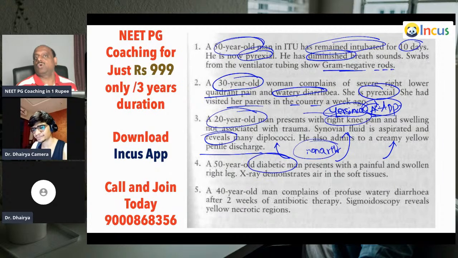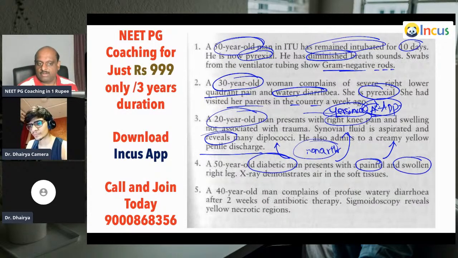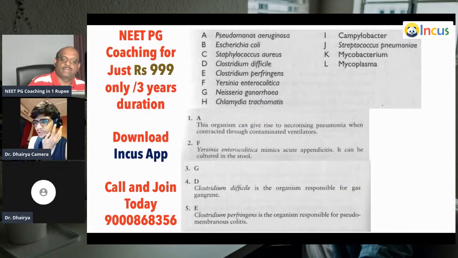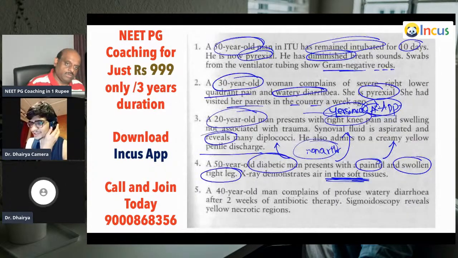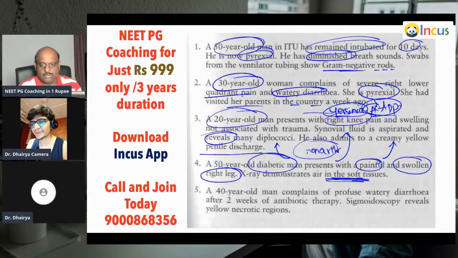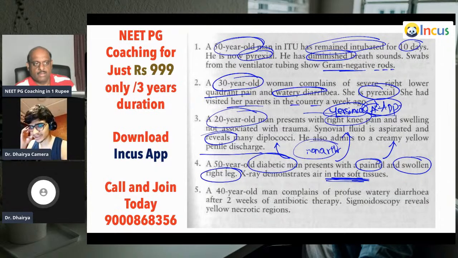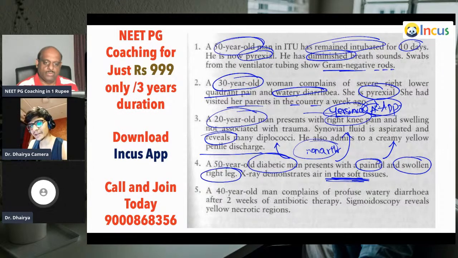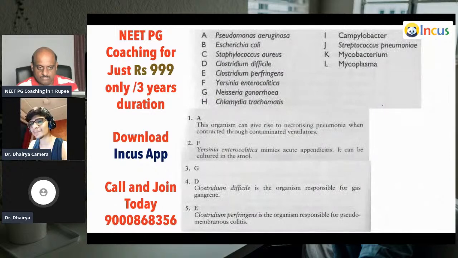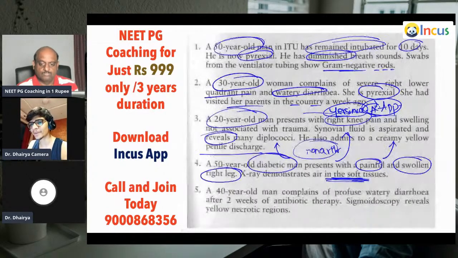Now, 50-year-old diabetic man, painful, swollen right leg, X-ray showing air in the soft tissue. So this patient has an infection of the soft tissues, along with that he is having production of gas. This is a clostridial infection in a diabetic patient. This patient might require emergency surgery, might require amputation to prevent further spread of the infection, and requires aggressive antibiotics. Absolutely.